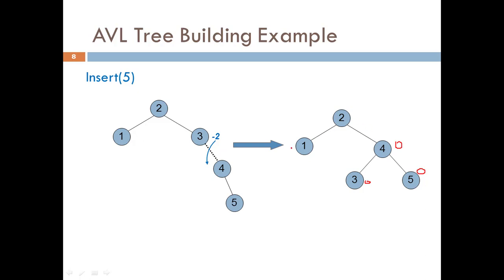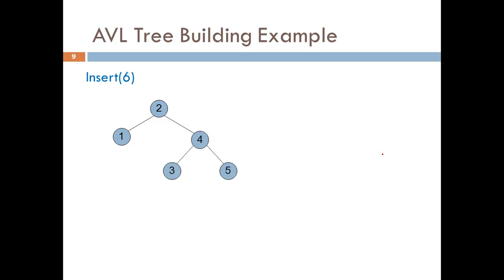For this one, the height of left subtree is 0 and the height of right subtree, this one, is 1, because this has 0 height, this has 0 height. So the balance factor is 0 minus 1, and 0 minus 1 is minus 1. So it means this is already in the balanced form. So you see that after this rotation, we get the whole tree balanced. So what next? Insert 6.